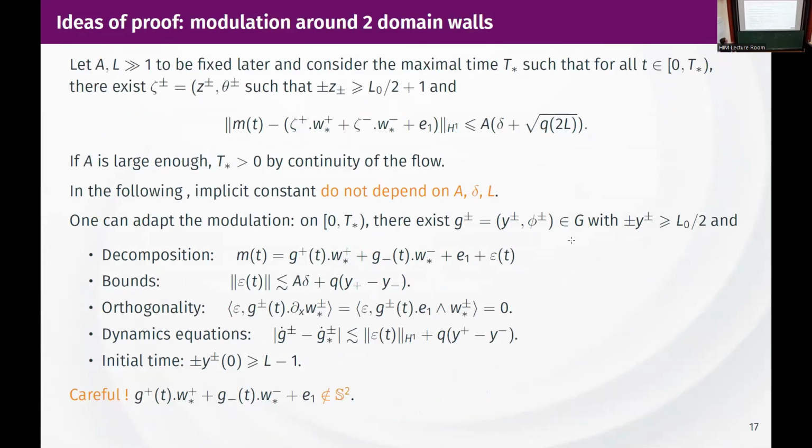Okay, so I can do a modulation around two domain walls. Here I have an extra trouble: it is not S1 valued, so I have to be careful, and I have extra terms related to the fact that my profile here does not lie in S2. This is the interaction actually. Y plus is essentially Y star, and Y minus is essentially minus Y star.